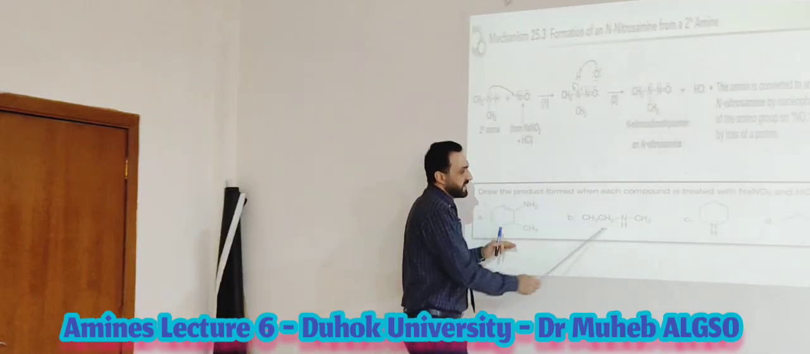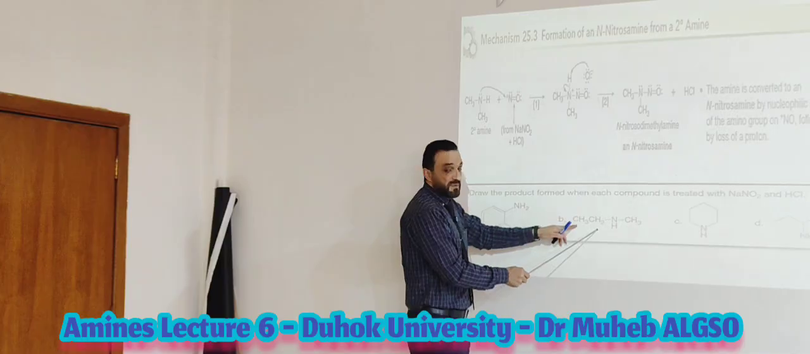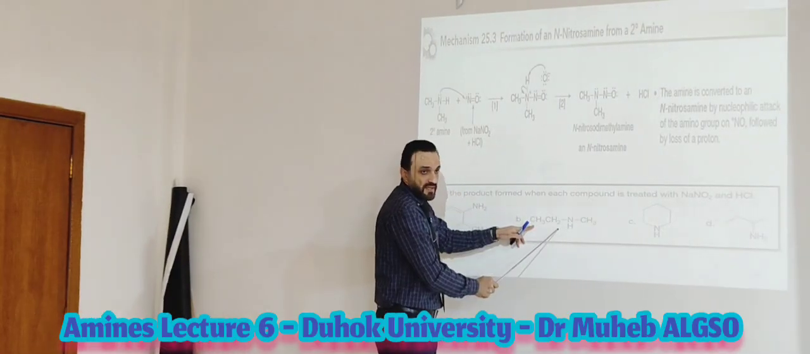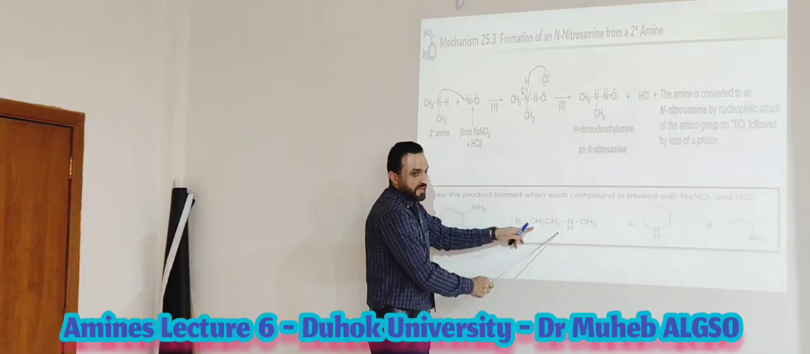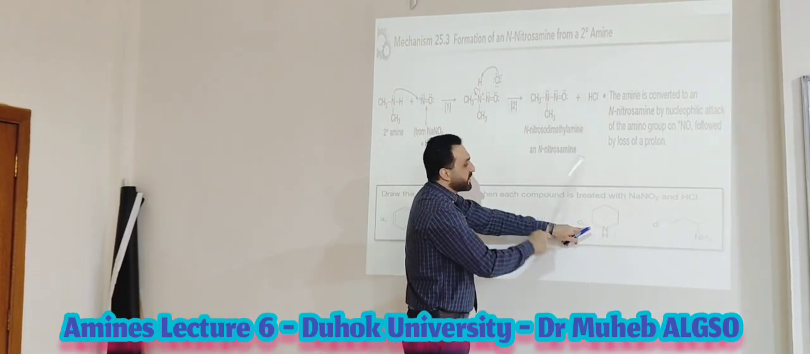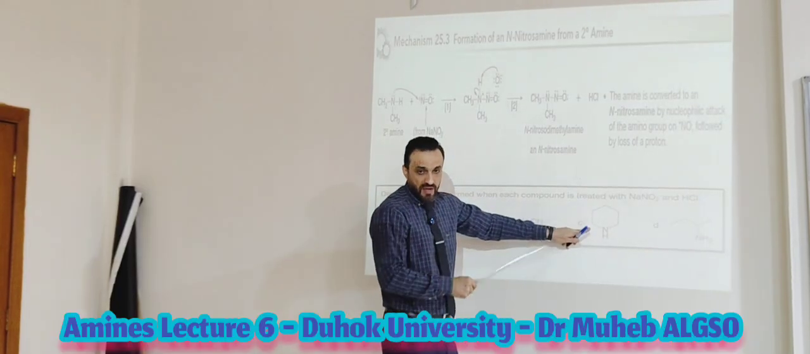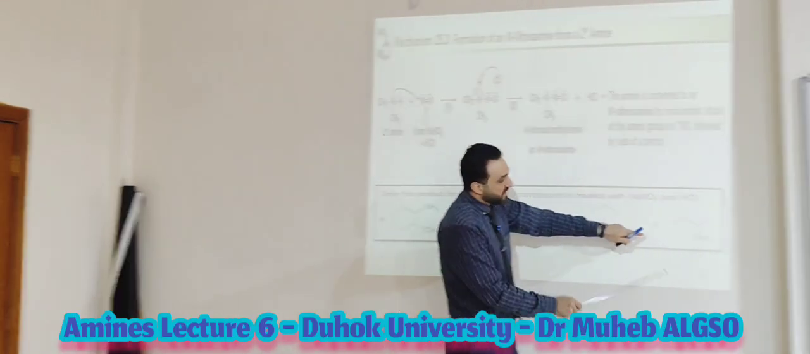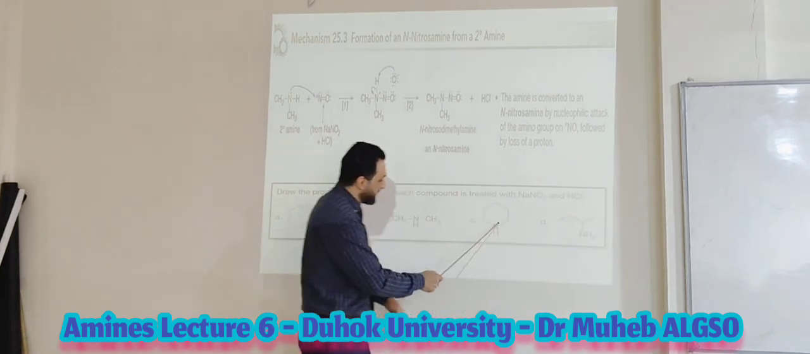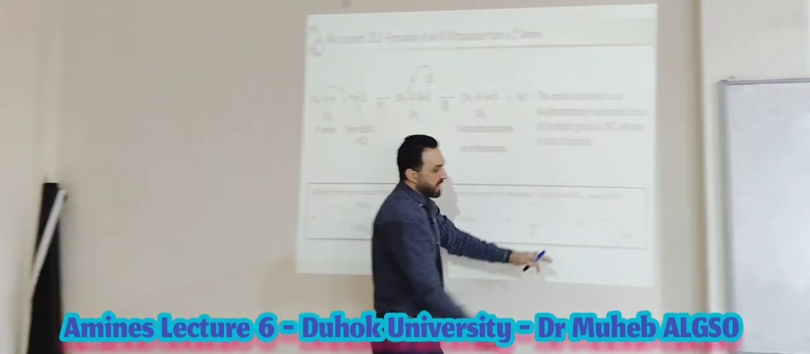So look at this secondary amine. Does the secondary amine give you a diazonium salt? No, it gives you this compound, the N-nitrosamine. This is also a secondary amine and gives you an N-nitrosamine. You have to write the product. Okay, this one was a primary amine, not secondary. I have a secondary. This is a primary amine.